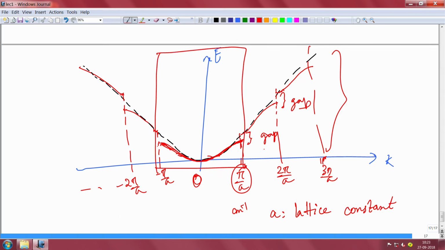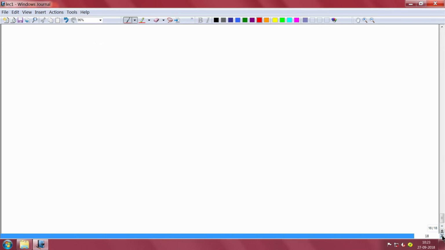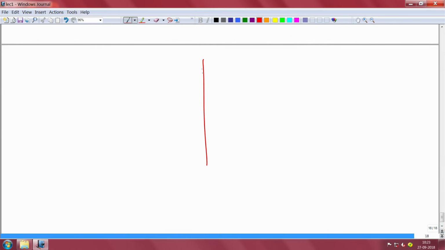We do not have to go to this, we do not have to go to this. These are higher order zones. You can only consider between minus pi by a to plus pi by a. Only this particular zone. So let me draw it again. All the semiconductor transport, all the devices, all the concepts of physics and transport, everything can be understood only in the first gap here.